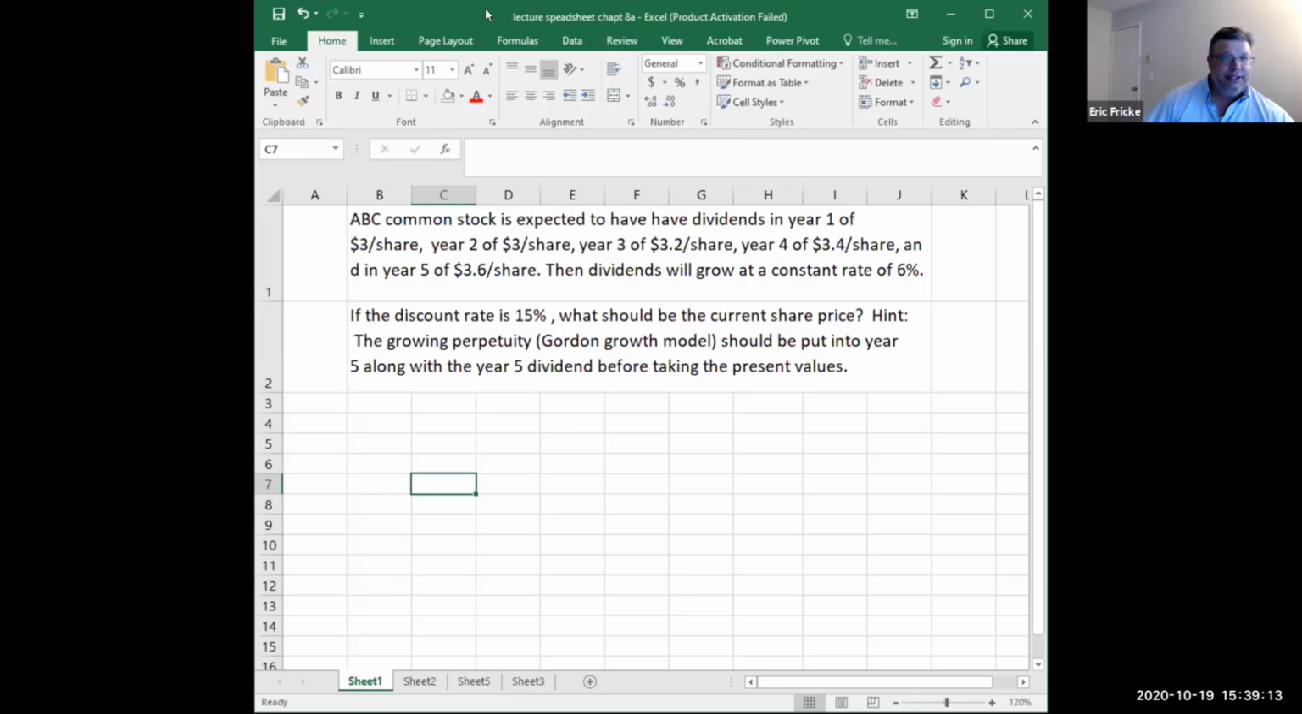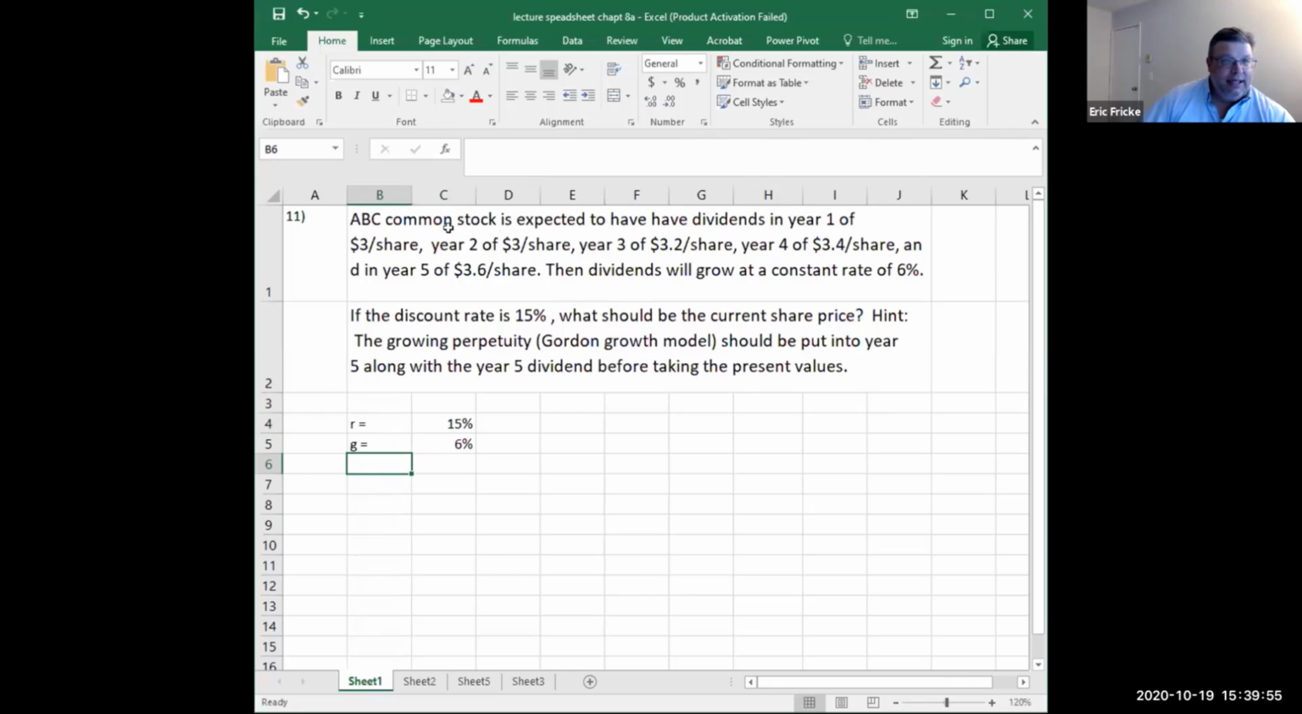Okay, so here's the problem, and this is question 11. I'm just going to write down what information we have so far. Going through the problem, it looks like R is equal to 15%. And then g, the constant growth rate at the end, is equal to 6%.